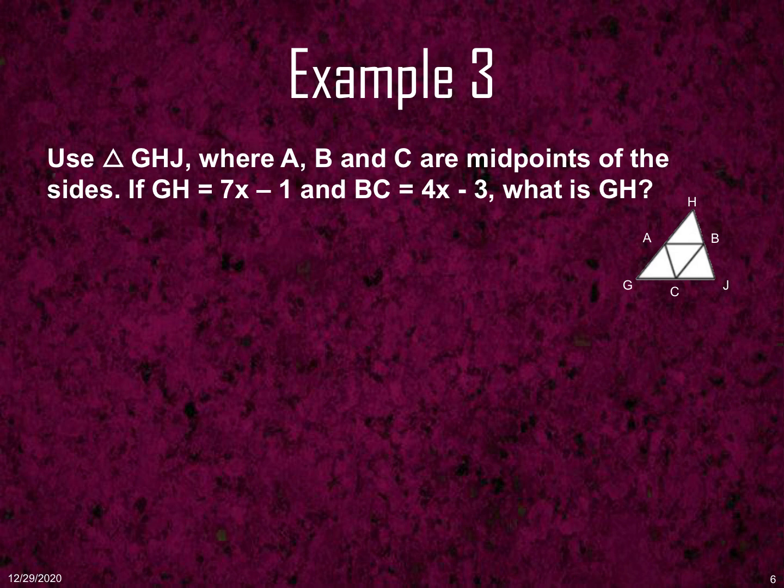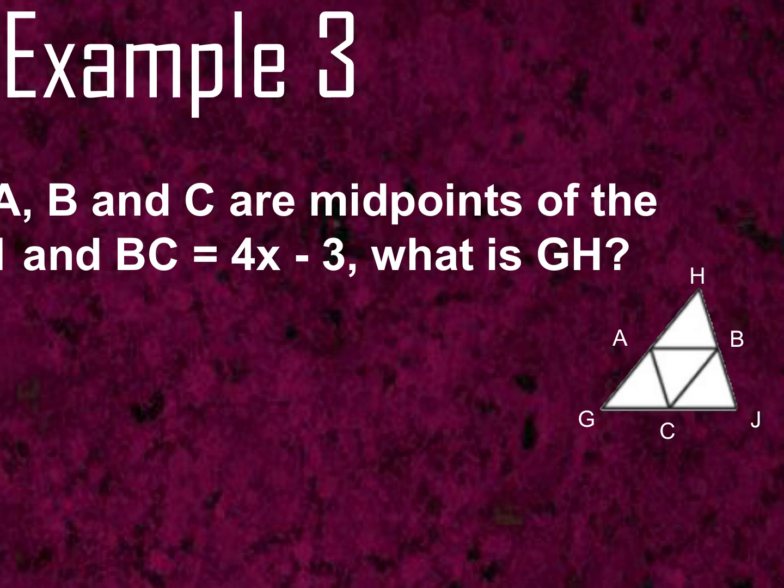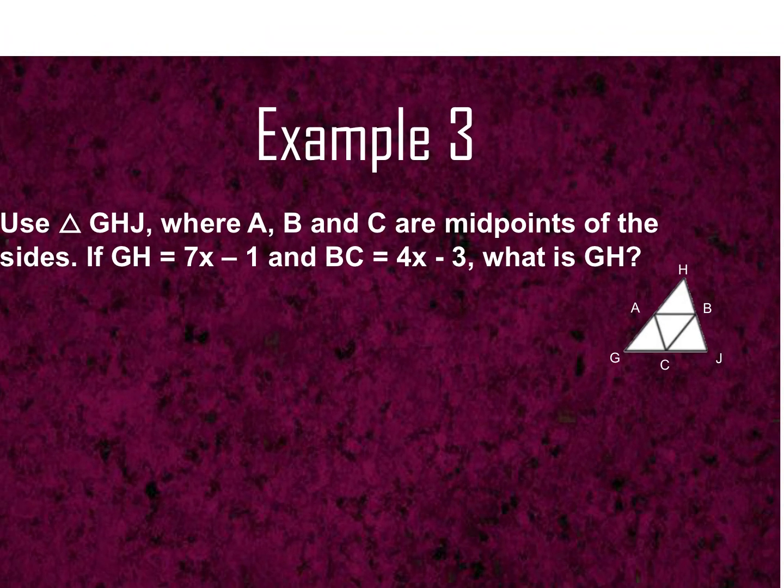This one it says, use the triangle GHJ. And it's telling me that A, B, and C are all midpoints. And it told me the length of GH, which is the side of the triangle here, is going to be 7x minus 1. So this side of the triangle is 7x minus 1. And then they're giving me the length of the midsegment is 4x minus 3. It wants me to find the length of GH.